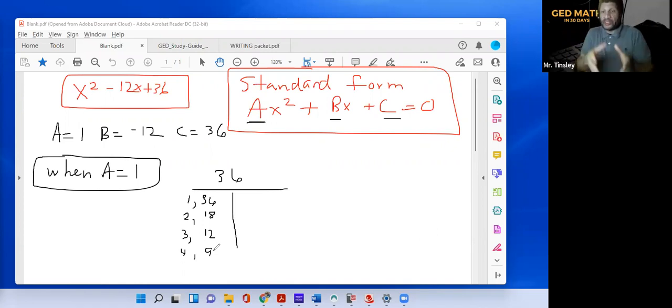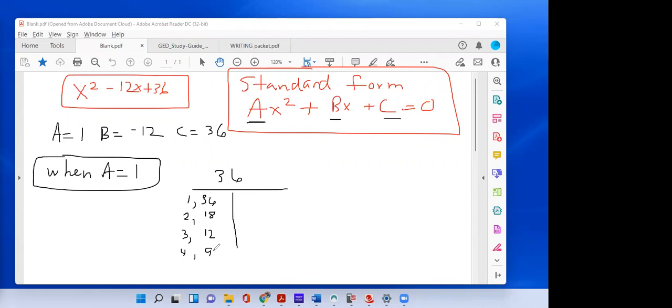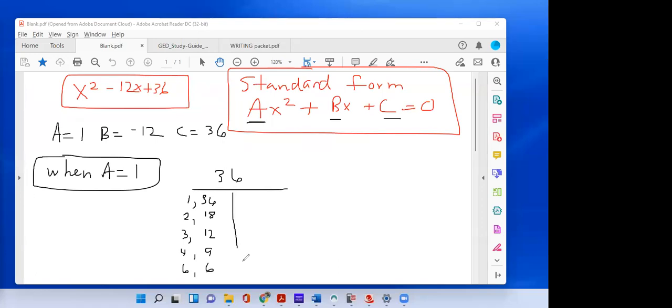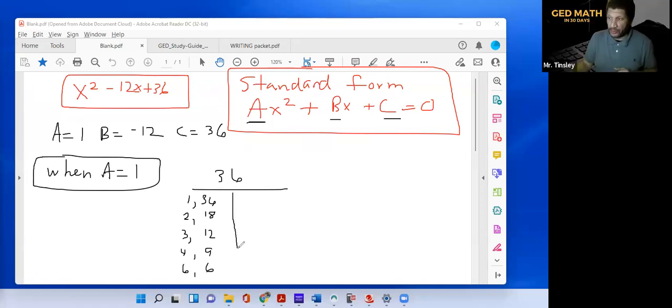This is important for you to understand. This is why the first thing I told my students in my physical class was that you've got to know your multiplication tables. You should be able to do 1 times 36, 2 times 18, 3 times 12, 4 times 9 just like that. If you can't, you need to practice your multiplication tables. And 6 times 6 is 36. So we have 1, 2, 3, 4, 5 pairs.